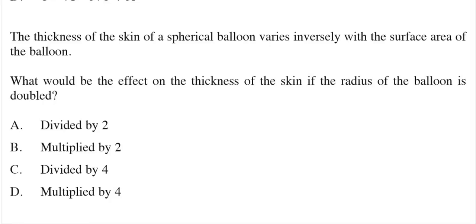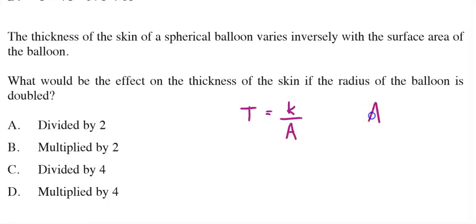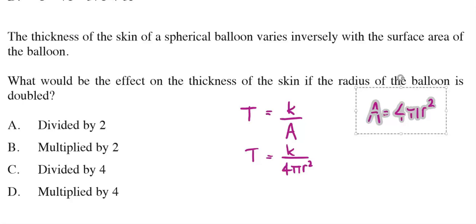All right, so they're telling us that thickness varies inversely with the surface area of a sphere, which is 4 pi r squared. So the thickness equals K divided by 4 pi r squared. Now, if my r was doubled, that means that r squared turns into 4. So now t is only 1/4 as big as it was before. The answer is C.